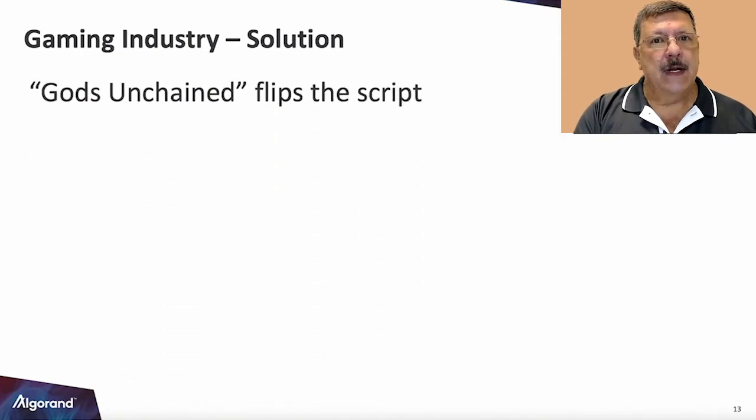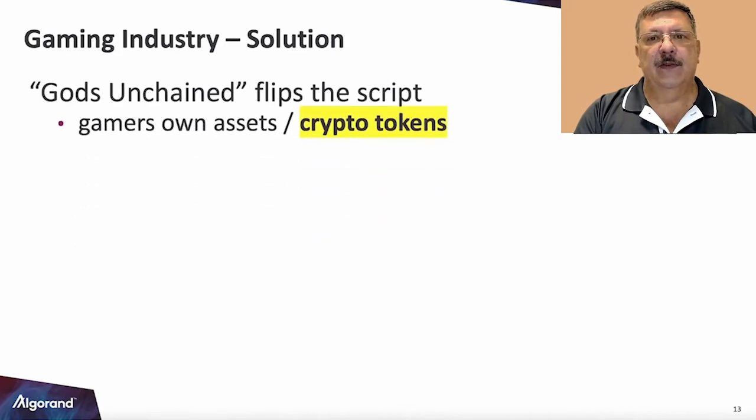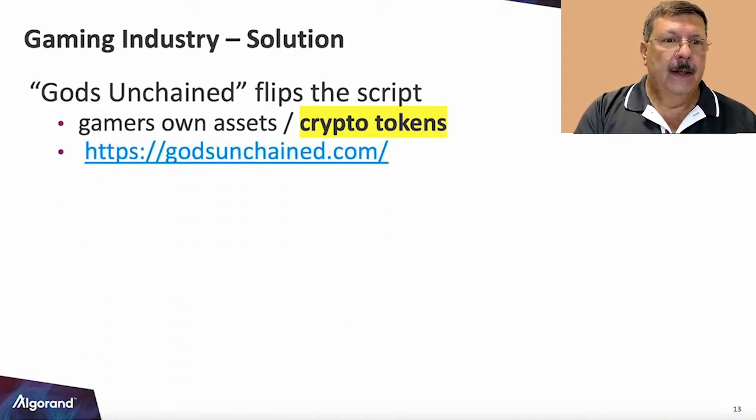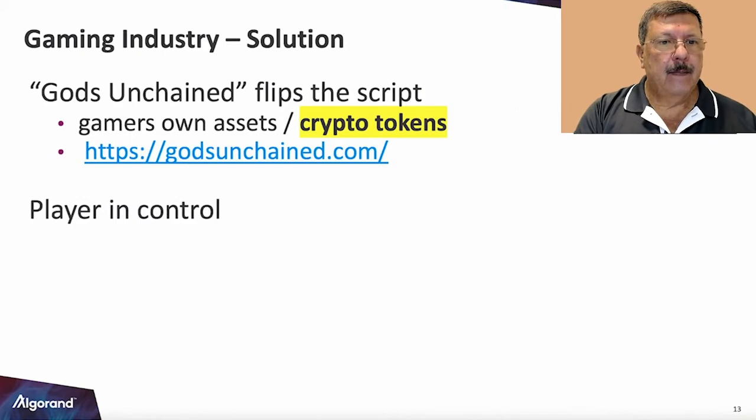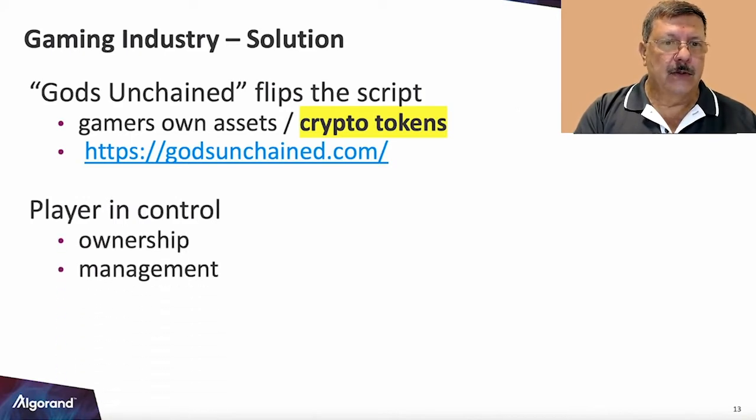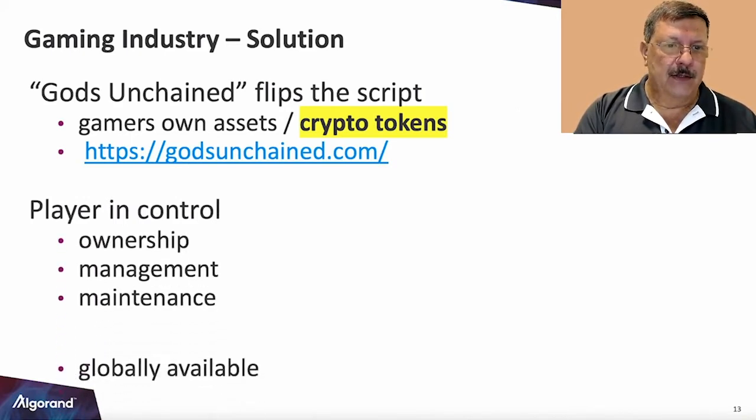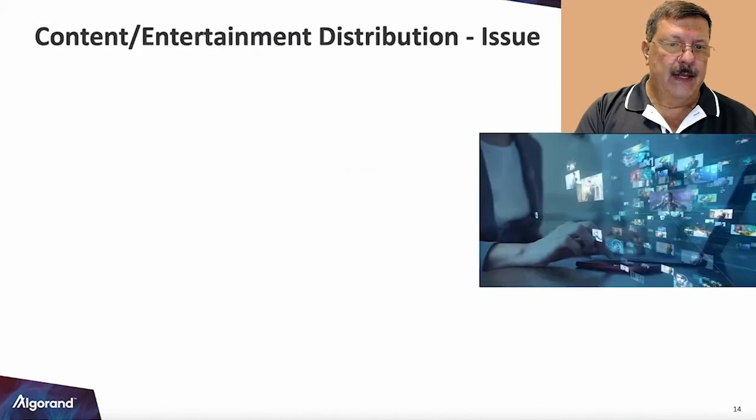So in the gaming industry, a solution might be something like Gods Unchained, right? This flips the script. The gamers actually own the assets, or crypto tokens. We'll talk a little bit more about crypto tokens in a minute. So the player is in control, has the ownership, has the management, does the maintenance, and is globally available.